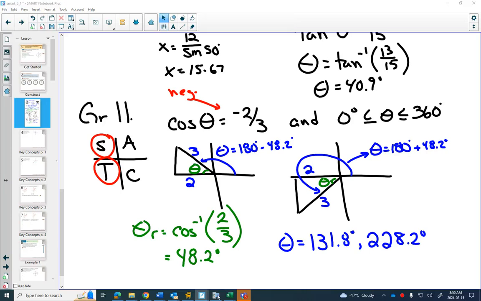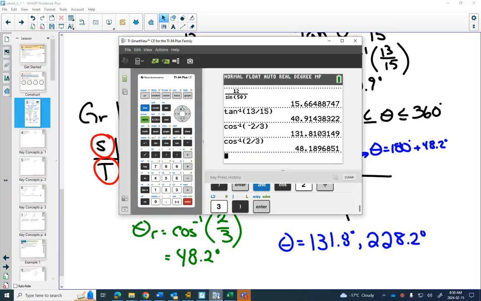And interesting on your calculator, that when you do cos inverse of negative 2/3, it does give you a right answer. 131.8 is a right answer. But it would not let you find the other answer. So we do have to always find our reference angle first.